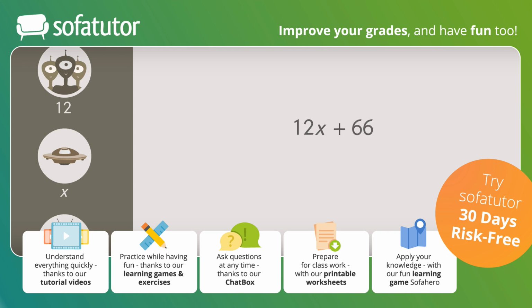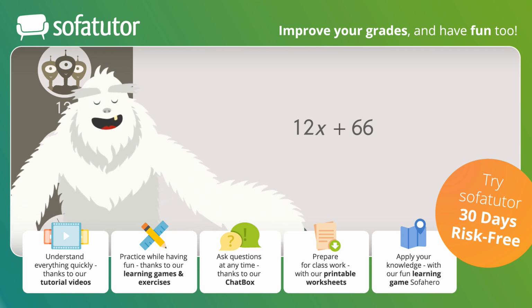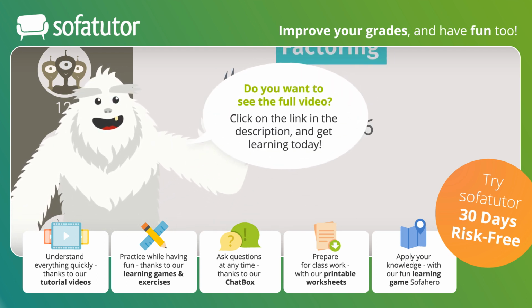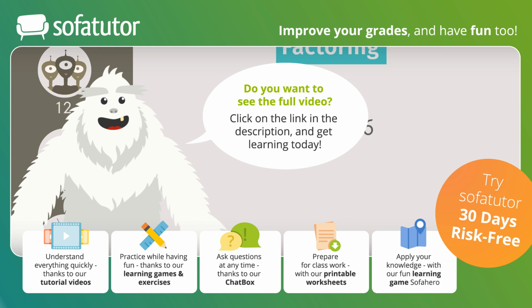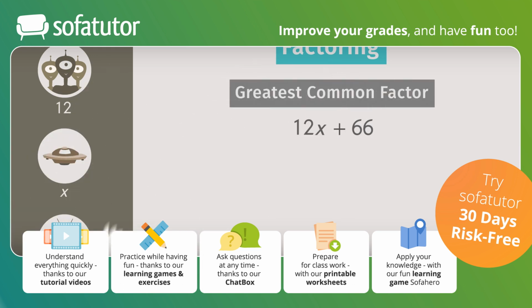Now that Ralph has an expression representing the number of participants, he wants to divide these aliens into groups of equal size. This way, he'll know which sports they can play. In order to divide the aliens into groups of equal size, Ralph will have to use factoring. First, Ralph has to look for the greatest common factor, or GCF, of 12x and 66. In this case, it's 6.